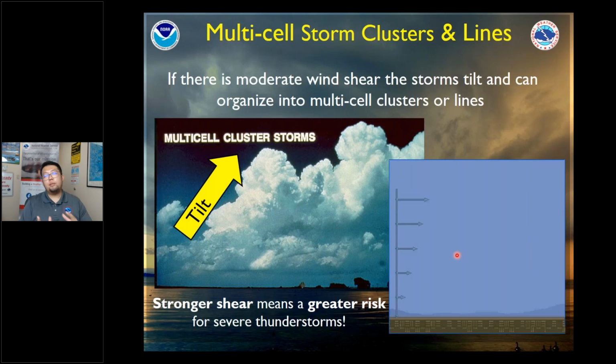Well, that just gives it a little bit more room to grow, right? Because before we had single cell thunderstorms, it grows up, can't really grow out that much, and then just falls back down. When there's a little bit of wind shear going on here, and the thunderstorm clouds are a little bit more tilted, as you can see here, that means it has a little bit more room to grow. It can grow a little bit more horizontally. More than one thunderstorm can start forming, and that means we have a decent potential for some severe thunderstorms forming.